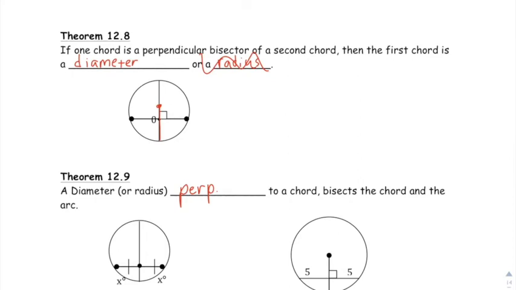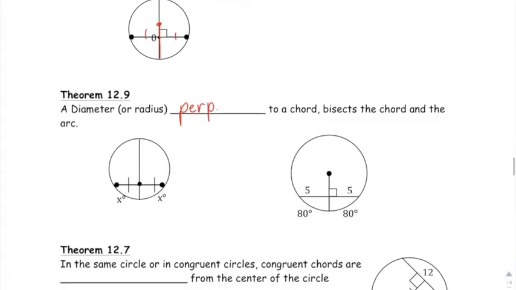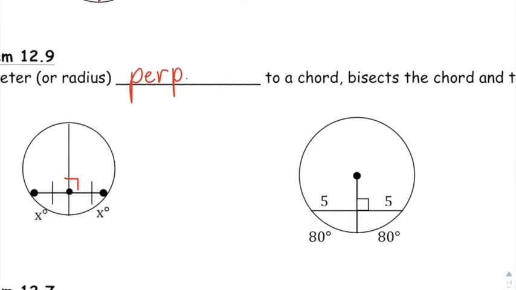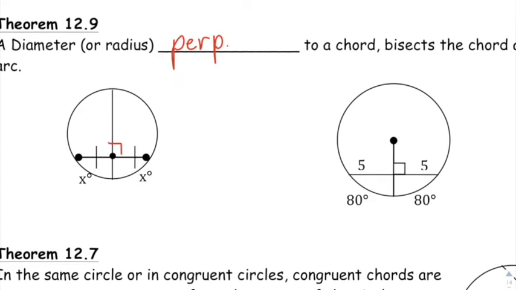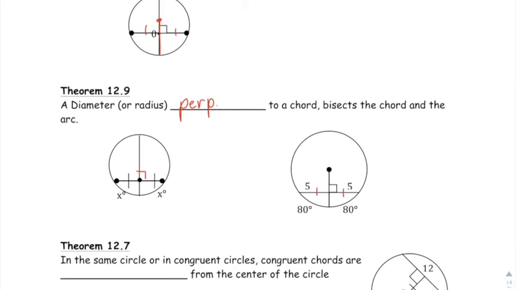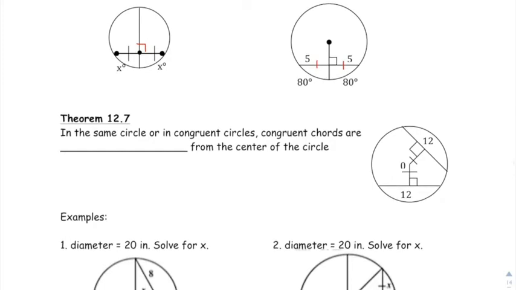Let's see. I think this picture is leaving off the fact that it's a perpendicular bisector. If it's perpendicular to a chord and it bisects the chord, they left that off. So that means these little pieces of the arcs could be congruent, or these pieces right there should be congruent as well. So this is kind of a bizarre one.